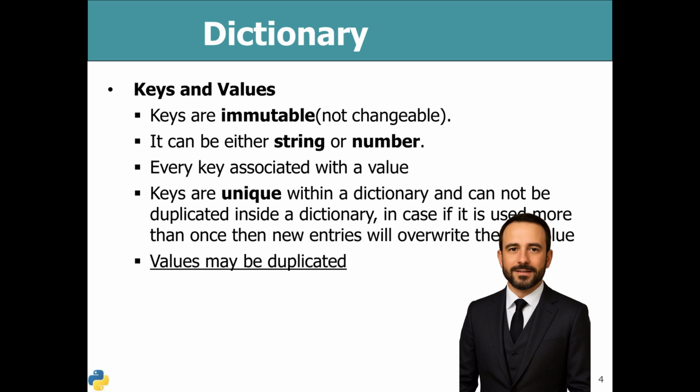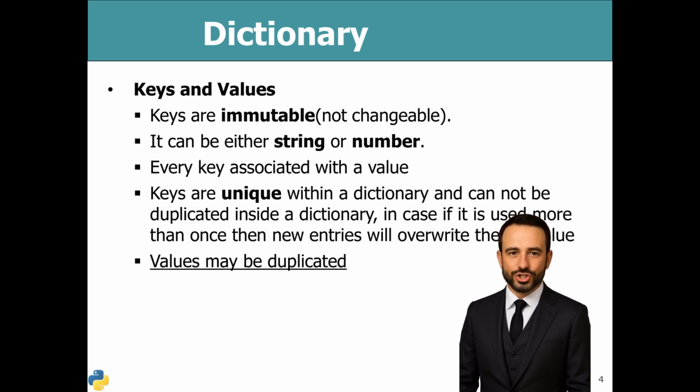associated value. Now let's delve into the crucial characteristics of keys and values within a dictionary, as these properties define their behavior. Keys are immutable, which is a very important concept. This means that once a key is assigned, its value cannot be changed or modified. This immutability ensures that keys remain consistent and reliable identifiers for accessing data.